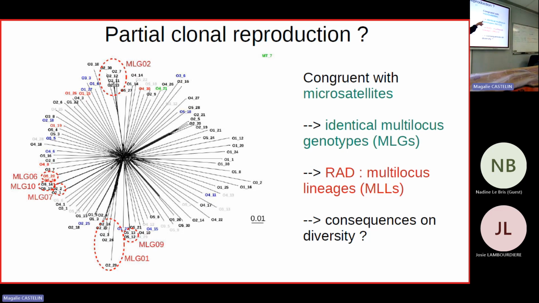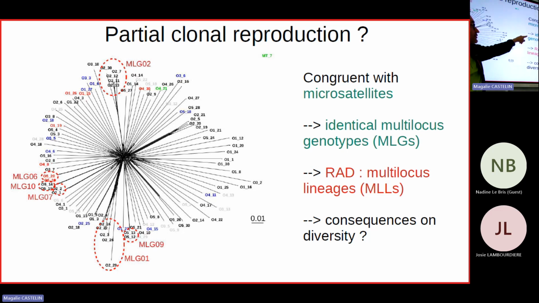We used RAD sequencing, but for some samples we also had microsatellite data. For microsatellite data, as we analyze only 10 or 20 loci, we can have identical genotypes for all the loci, what we call identical multilocus genotypes. And this confirmed that what we thought were clonal lineages were identical with microsatellites. So it's a second test indicating that indeed we have some clonality in this species.